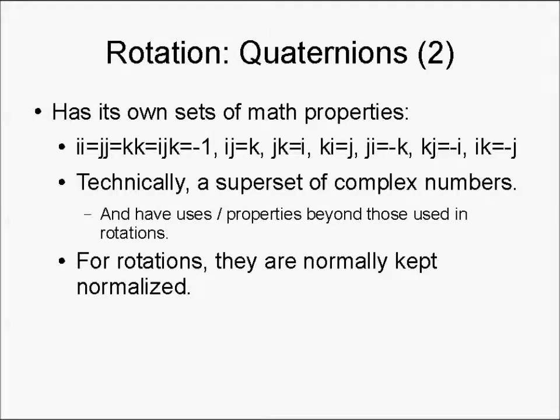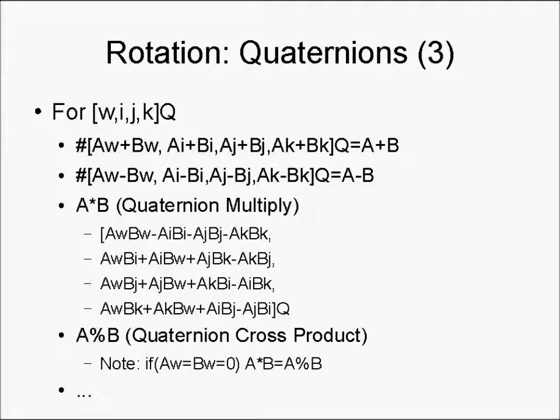Rotation, quaternions 2. Has its own sets of math properties. I squared equals J squared equals K squared equals IJK equals negative 1, IJ equals K, JK equals I, KI equals J, JI equals negative K, KJ equals negative I, IK equals negative J. Technically, a superset of complex numbers, and have uses beyond those used in rotations. For rotations, they are normally kept normalized. Rotation, quaternions 3. A*B: quaternion multiply. A%B: quaternion cross product.